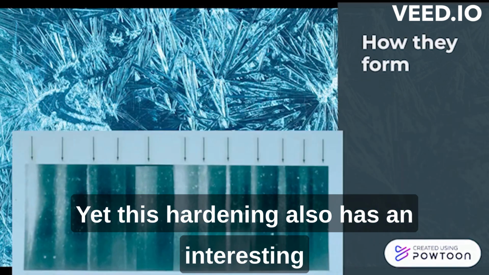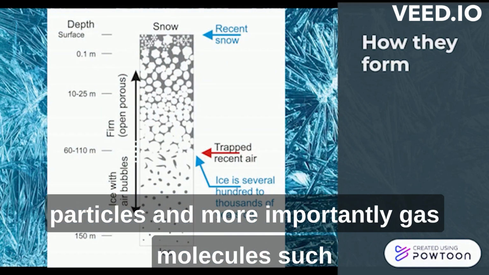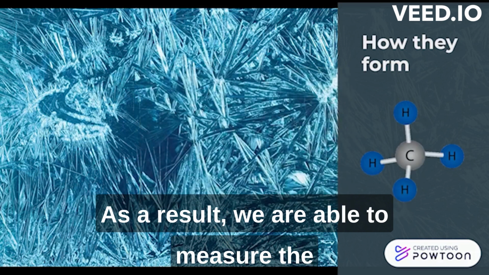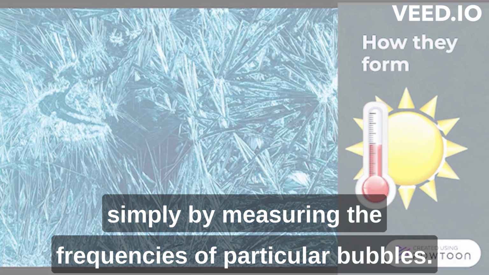Yet this hardening also has an interesting side effect. When the ice layer crystallizes, particles, and more importantly gas molecules such as CO2 and methane become trapped. As a result, we are able to measure the fundamental makeup of the atmosphere thousands of years ago, simply by measuring the frequencies of particular bubbles.